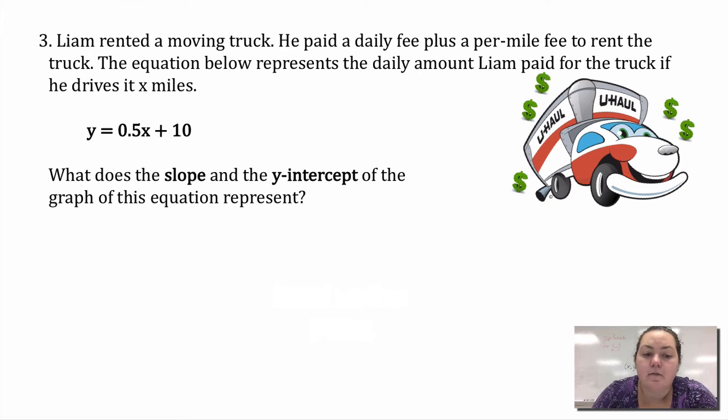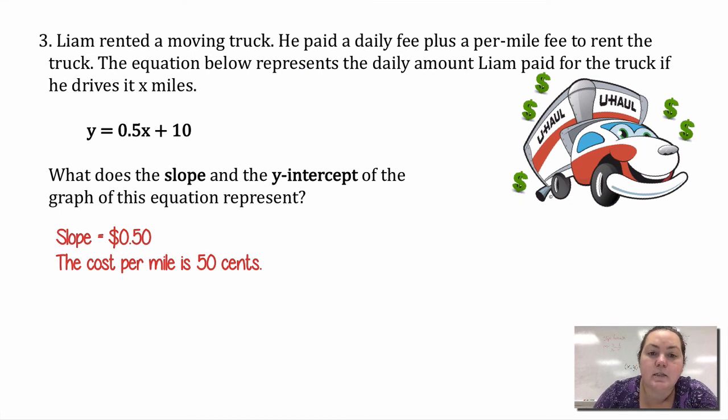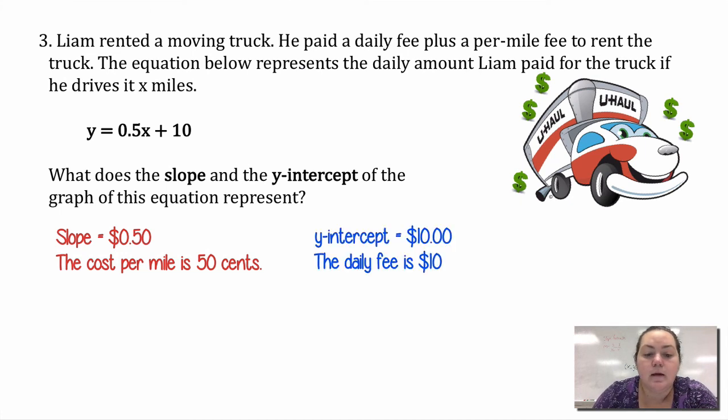Okay, so this is the fee he's paying. So the slope would be 50 cents. It costs 50 cents per mile. And the y-intercept would be $10. So the daily fee is $10.